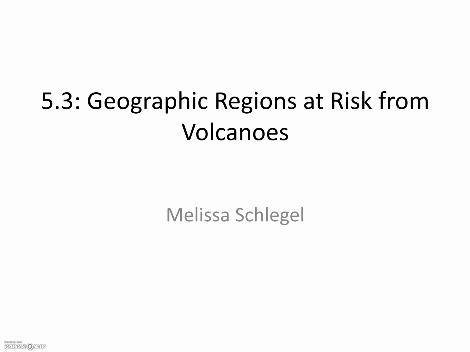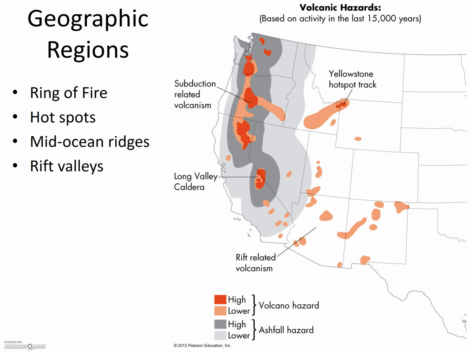Geographic regions at risk from volcanoes, 5.3. Geographic regions at risk for volcanoes include the Ring of Fire, hotspots, mid-ocean ridges, and rift valleys.